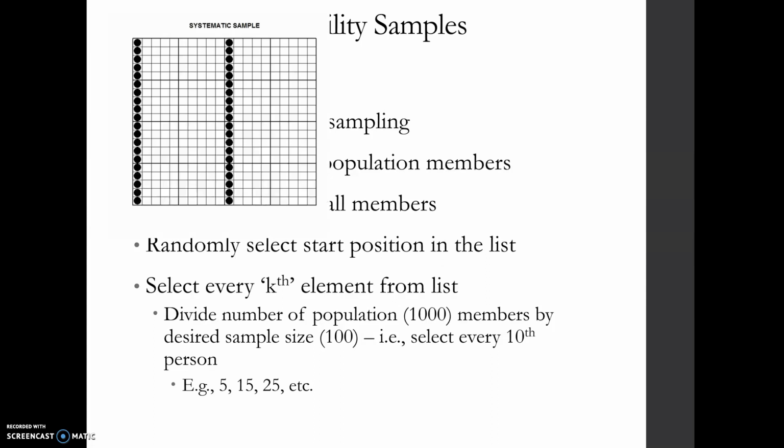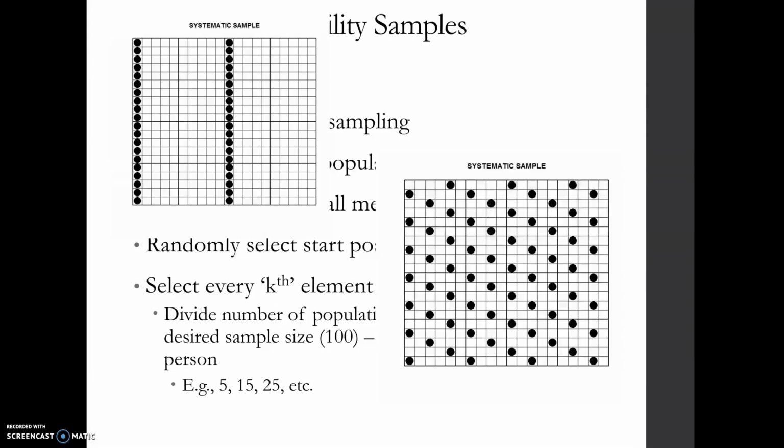So again, use the figure. Every square represents an individual or your sampling unit, and every solid dot represents this person is being selected. This is what they look like. If you go with every 10th, then the 1st and the 11th, then how you select them randomly from a starting point.